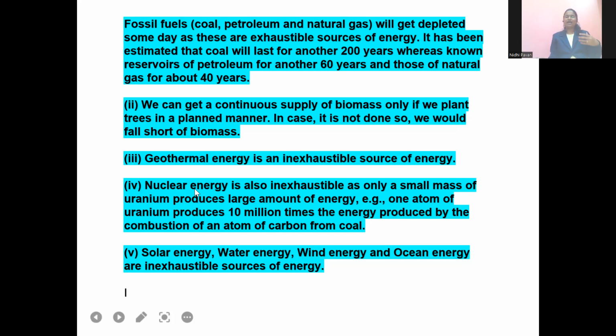In the next session, we are going to learn a lot more about our environment and also how to manage the resources, in the last chapter of the science. This is about the sources of energy. Here we completed the session on sources of energy.